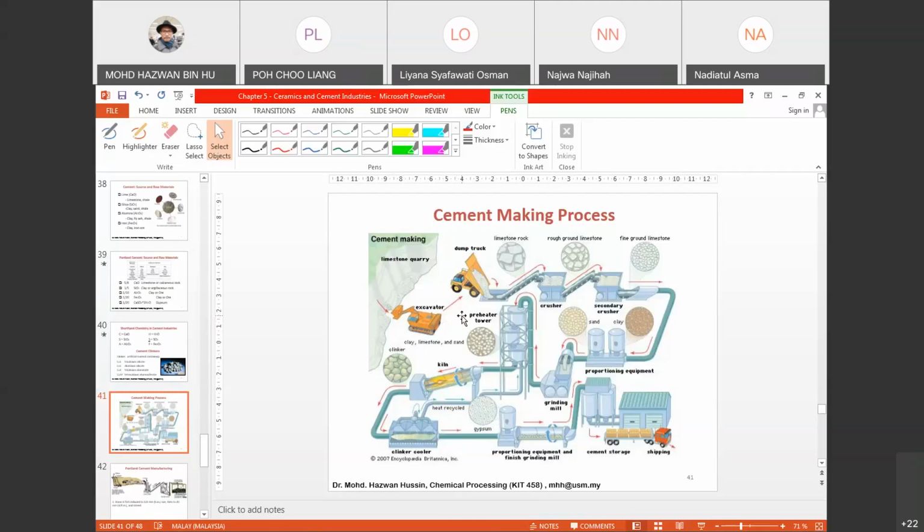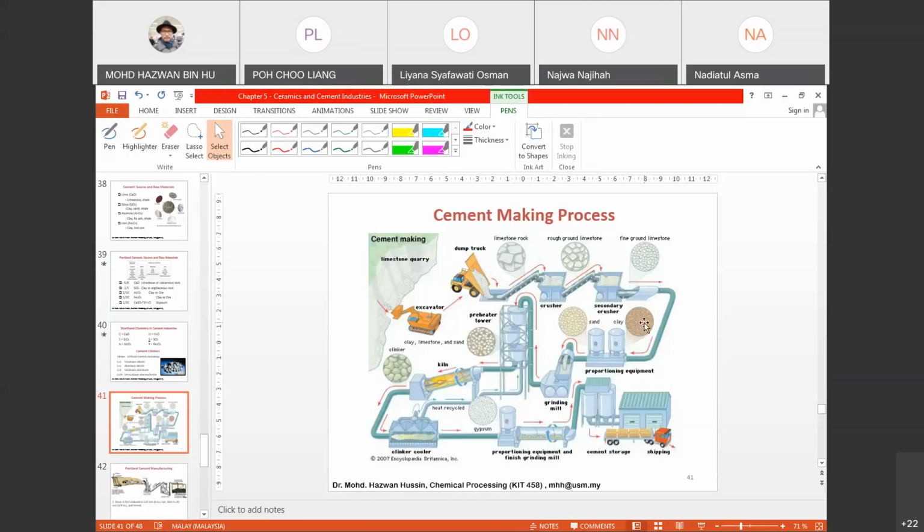So what happens after that? The excavator will dump the limestone and it goes into the crusher. The limestone will first be crushed, forming a rough ground limestone, and then it will be crushed again and ground again to form a fine ground limestone.